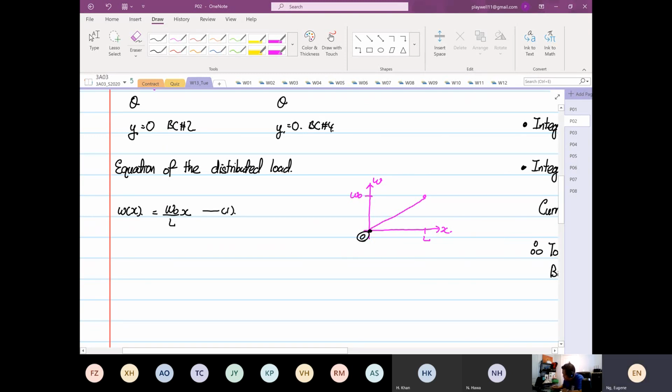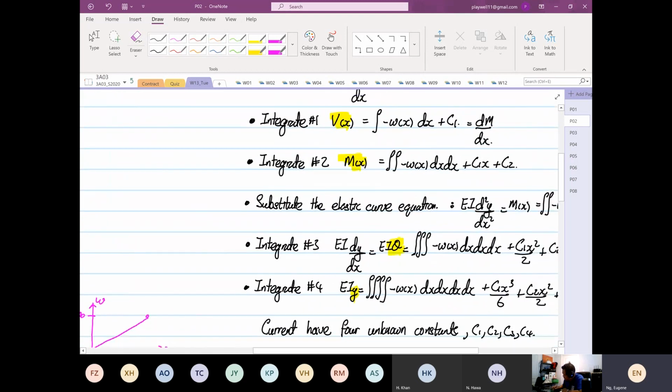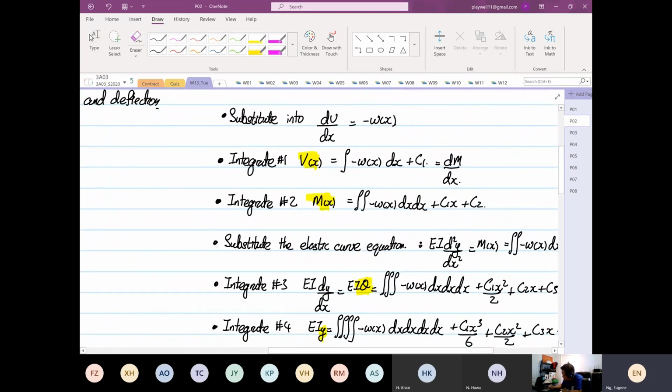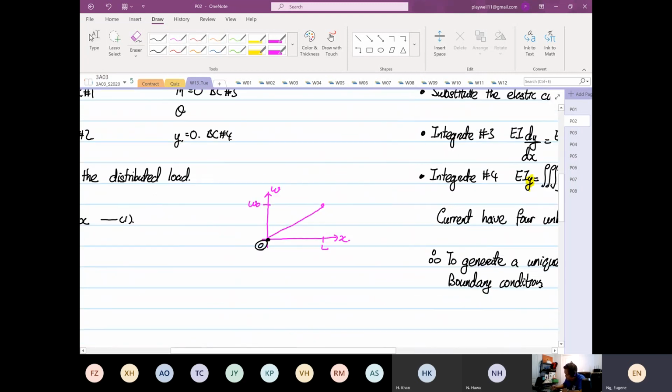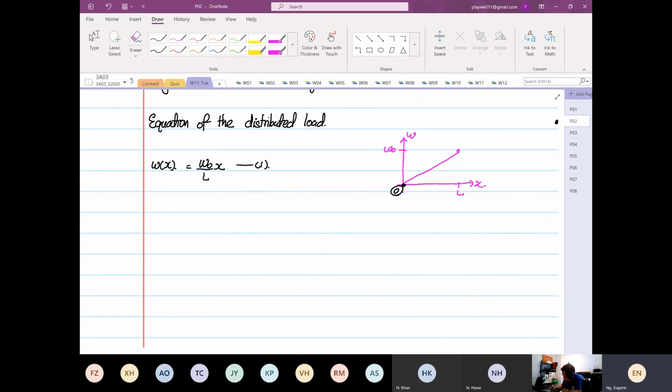So the next step, once we have this, right? We have done this already. So we're going to use dV by dx equal to minus omega of x, and substitute into it. So we have dV over dx is equal to minus omega as a function of x. So this will be equal to minus omega naught over L x. Okay, so this is my equation number 2.